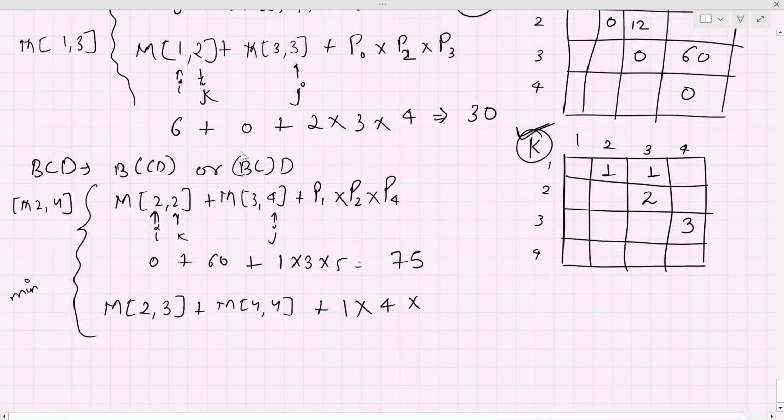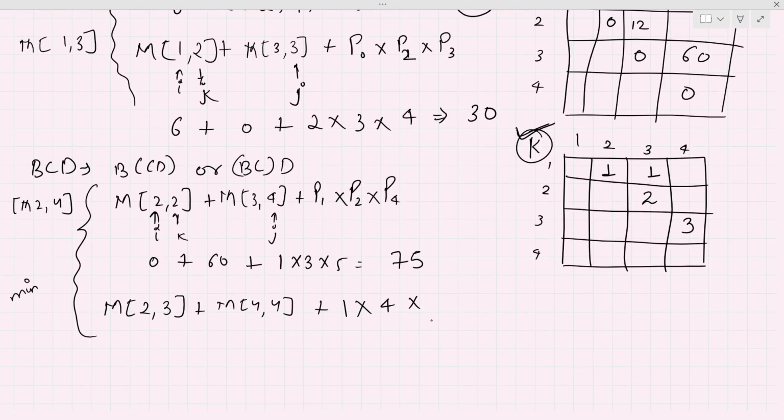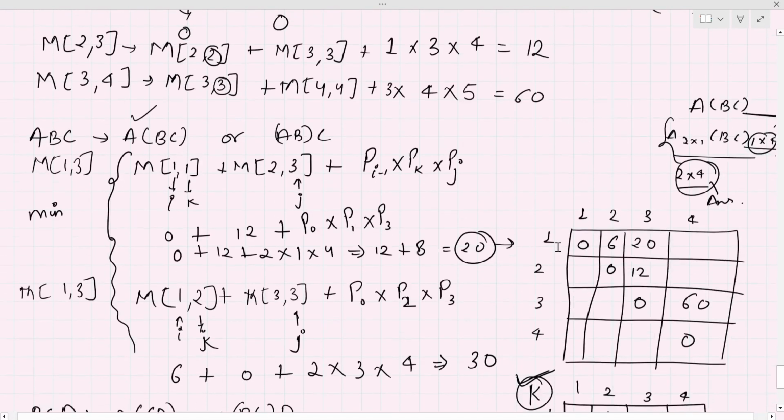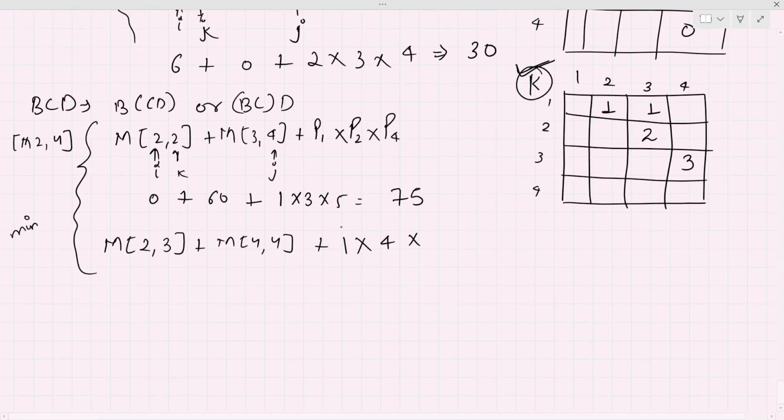Multiply by P of J. So what's the value of J? The value of J is 4. So we have to multiply the value of P4. So what's the value of P4? The value of P4 is 5. So we have to multiply 5.